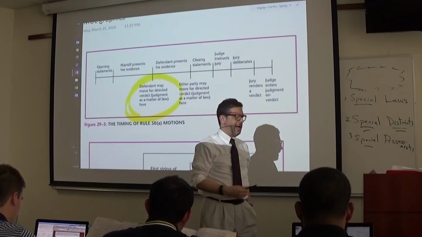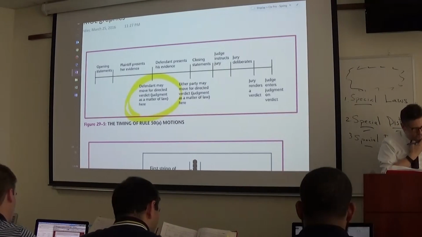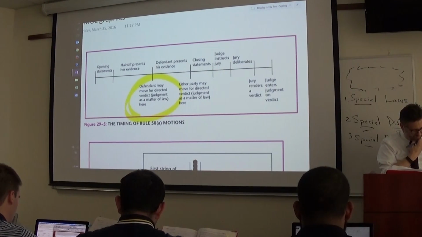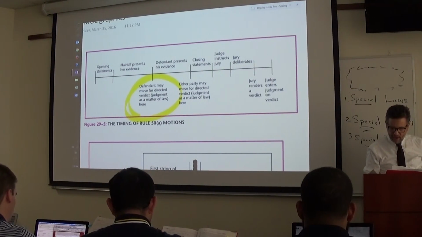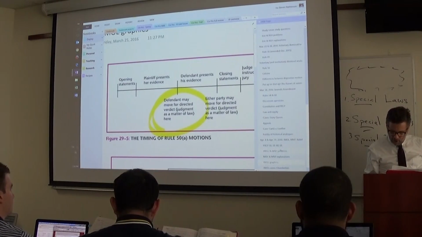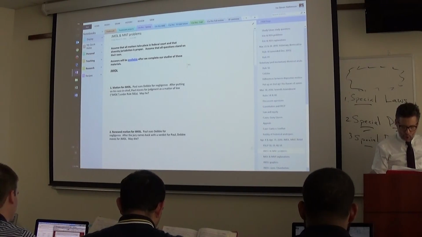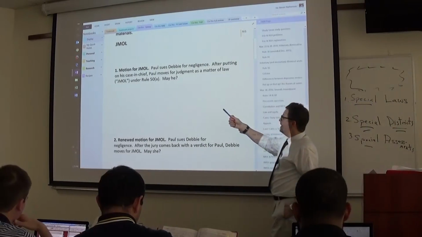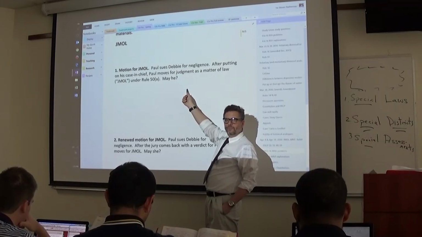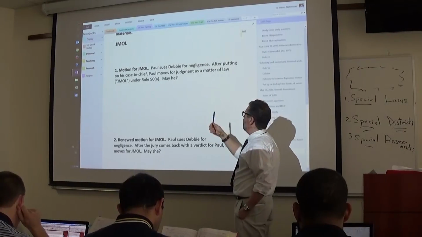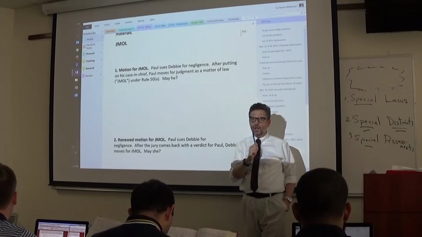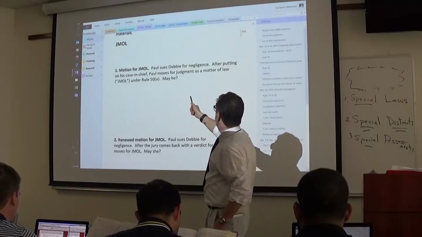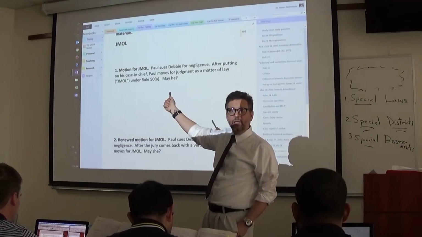Now, how about this one? Let's go to some of the problems in the problem set and use those. The one we just did was number one, wasn't it? All right, so the answer here is no, Paul should not move for judgment as a matter of law because it's too early. Could Debbie move for judgment as a matter of law at this point? The answer is yes, right?